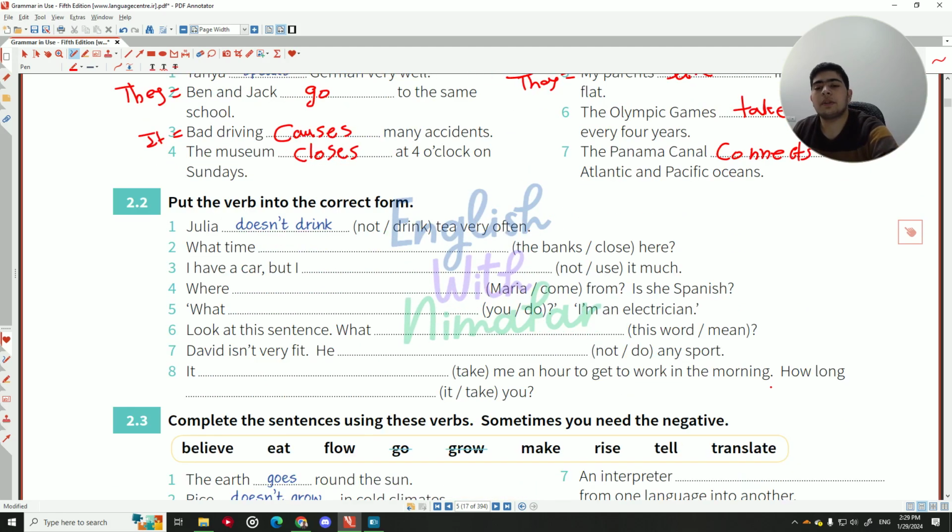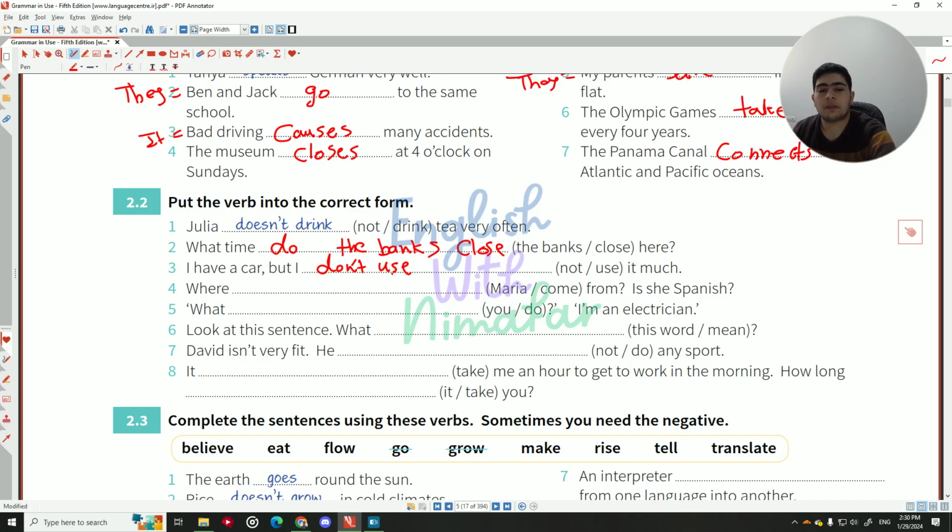2.2. Put the verb into the correct form. Julia doesn't drink tea very often. What time does the bank or banks? Oh, here, sorry, we have banks. So what time do the banks close here? I have a car, but I don't use it much.